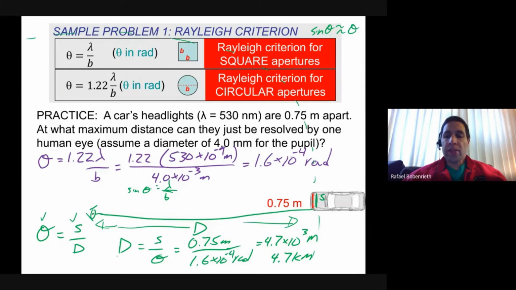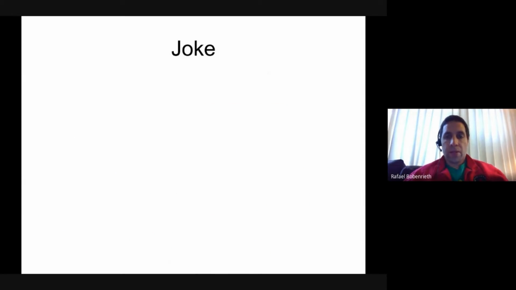And so we get an answer where the furthest away that this human eyeball will be able to differentiate these two headlights as separate light sources using the Rayleigh criterion is 4.7 times 10 to the 3 meters. And that is approximately 4.7 kilometers. Okay. All right. I just talked about that.